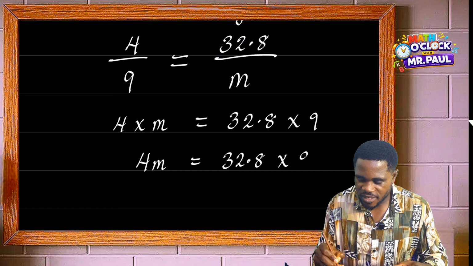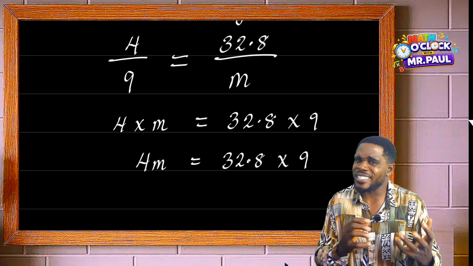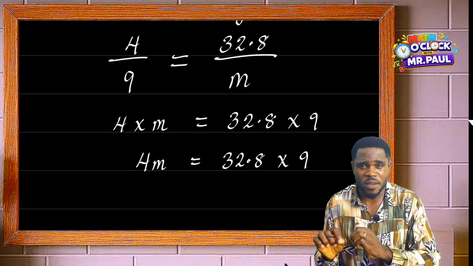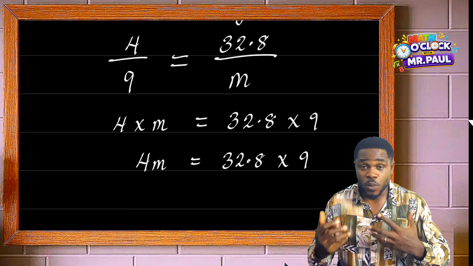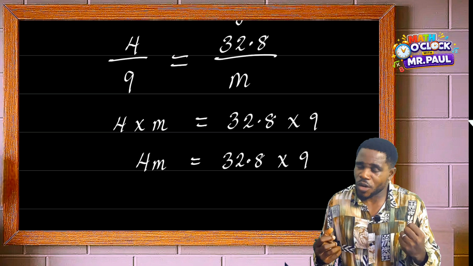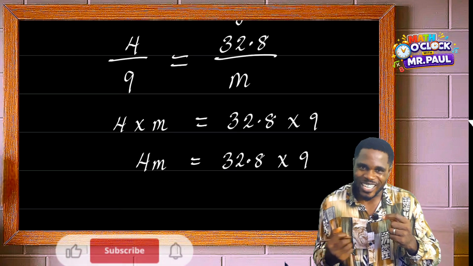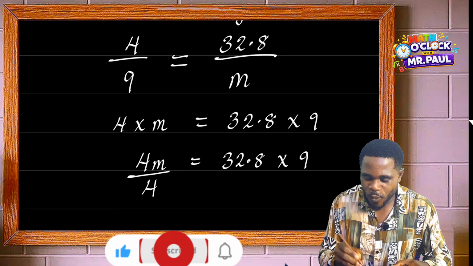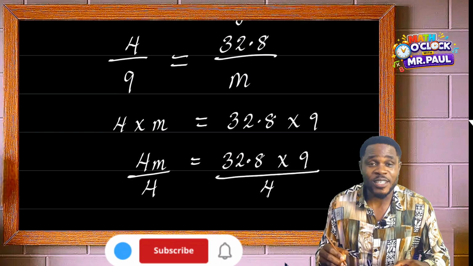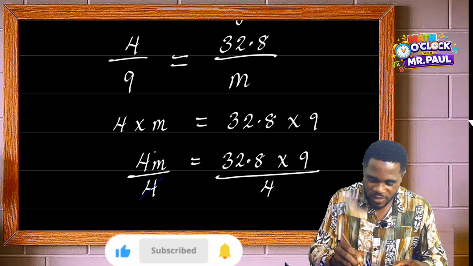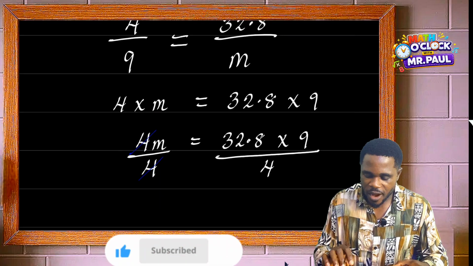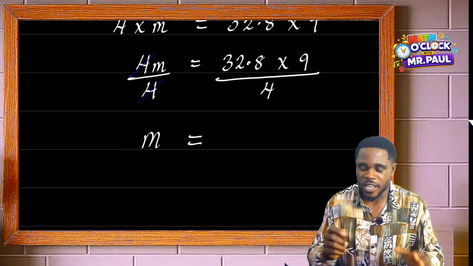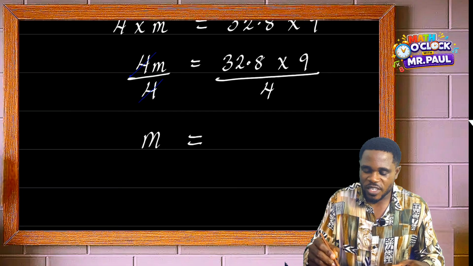So we now have here 32.8 times 9. But we don't need that guy attaching itself to M. We just need the M to stand alone. So we are going to divide both sides by the coefficient of M, which happens to be 4. So let's divide both sides. Divide here by 4 and divide this by 4 as well. So this 4 is going to cancel out this 4, and we have our M free at last. No one is disturbing him. We have our M free, and then we are going to divide this other side as well.